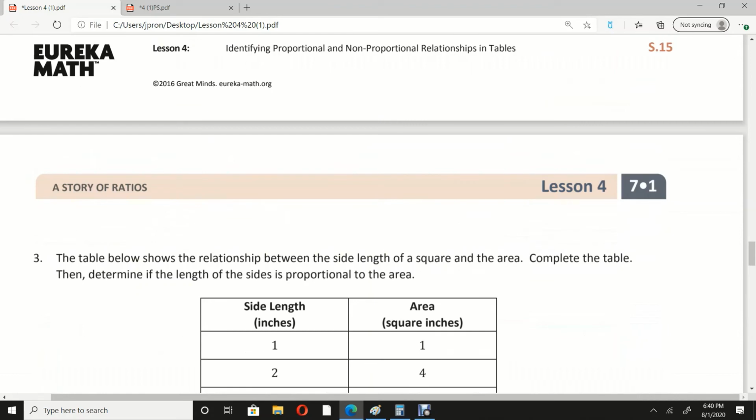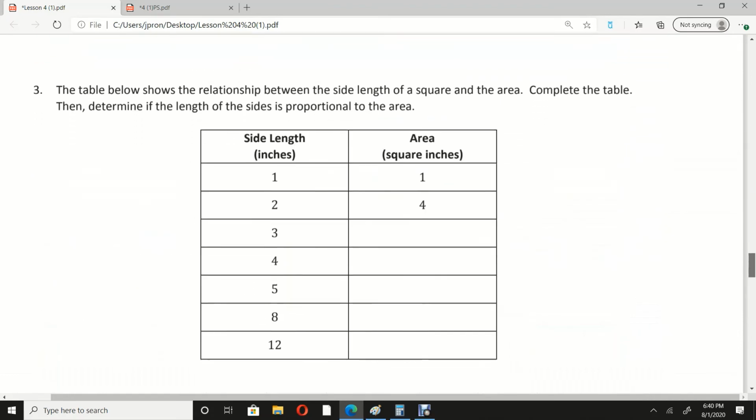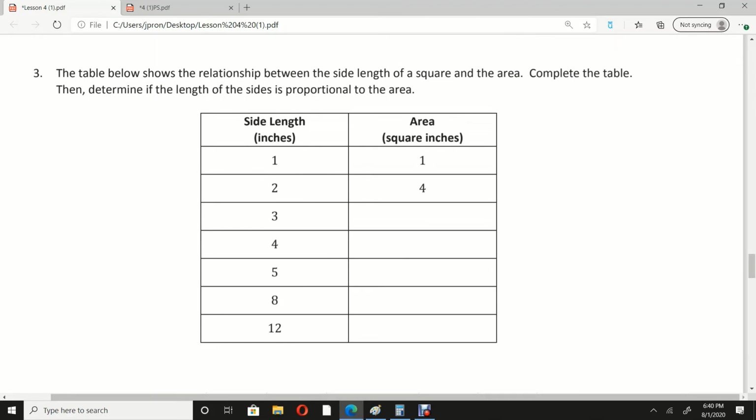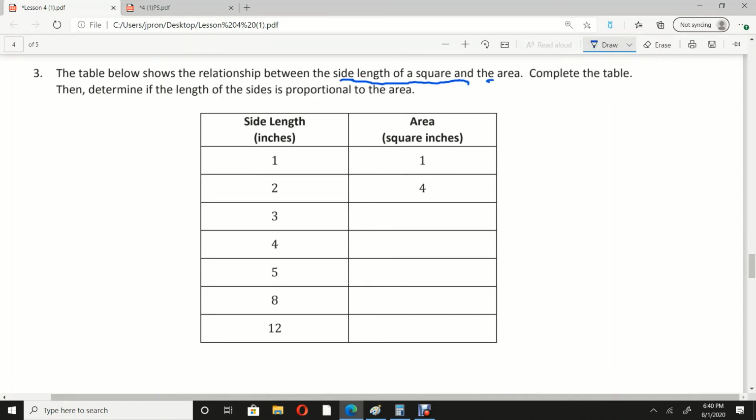Question three. The table below shows the relationship between side length of a square and area. So one is side length, one is area. Actually, we're going to come right back to this.